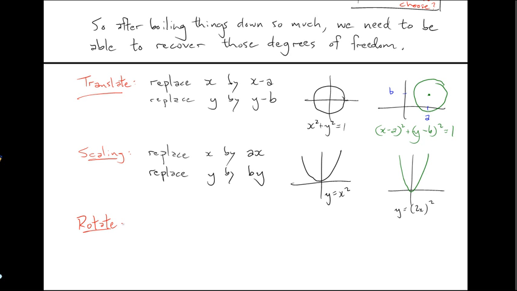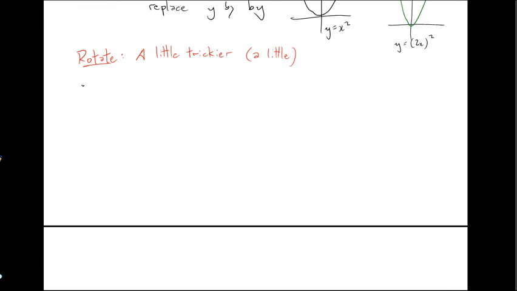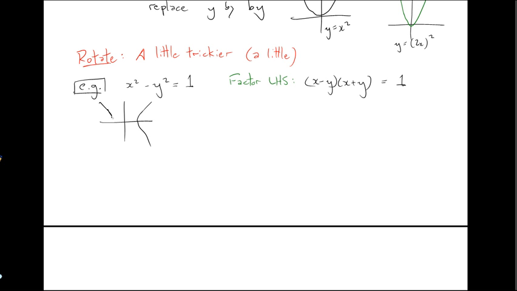And what about rotation? Well, rotation is just a little bit trickier. Translation and scaling we typically see in high school. Let me give you an example of rotation. Let's look at a hyperbola. If you look at the hyperbola x squared minus y squared equals 1, let's factor the left-hand side, just for fun. You can write it as (x minus y) times (x plus y) equals 1. Now there's the curve of it in the xy plane.